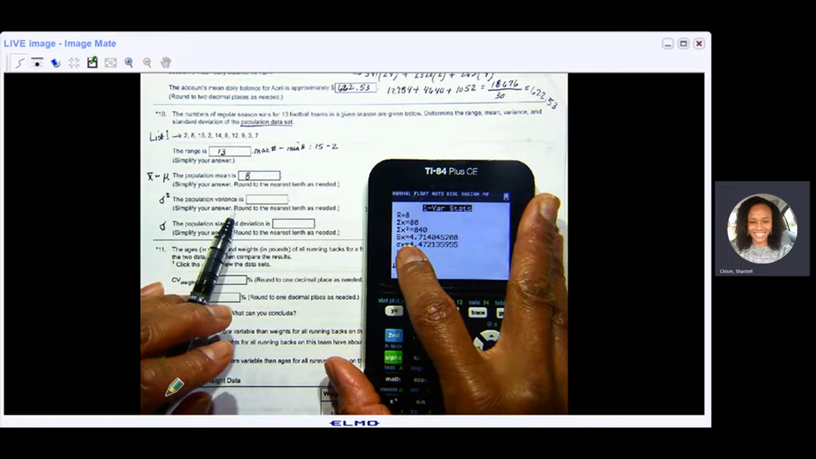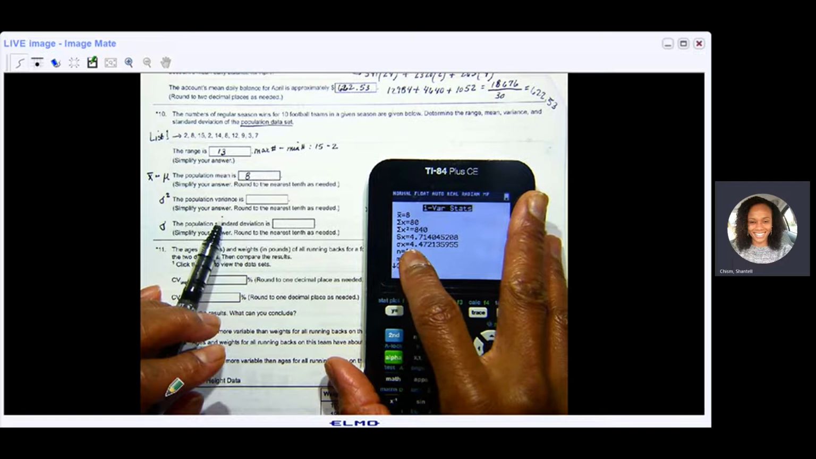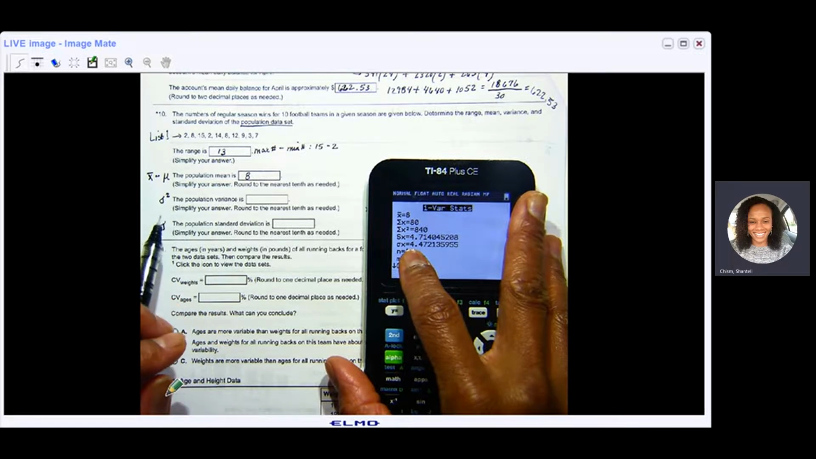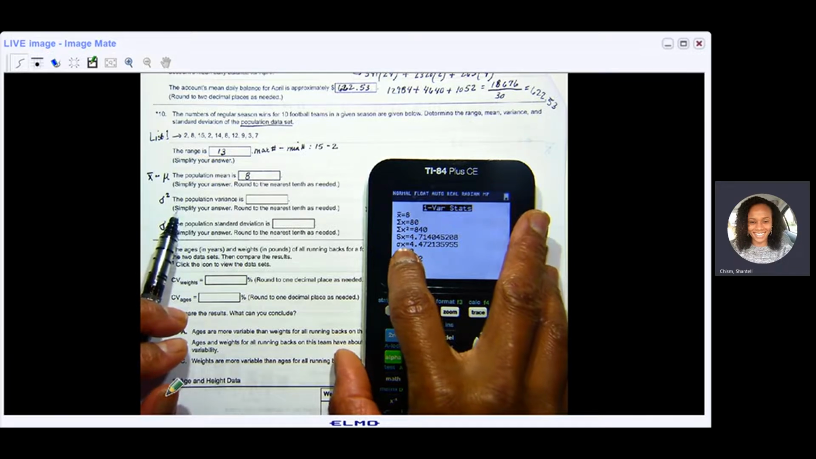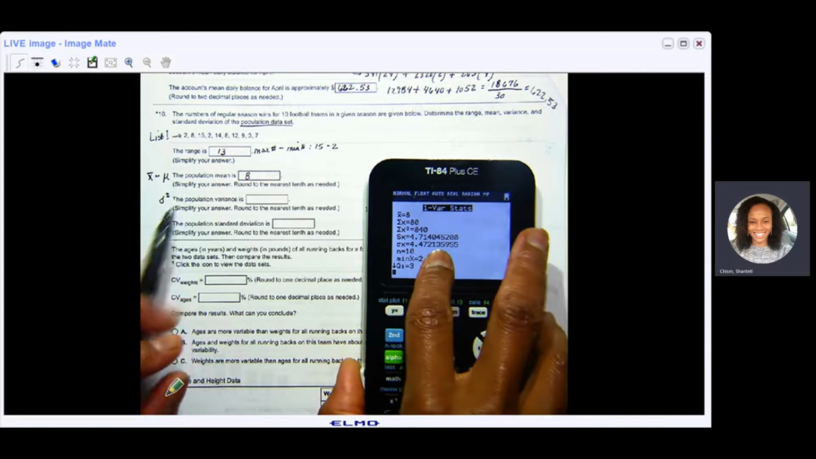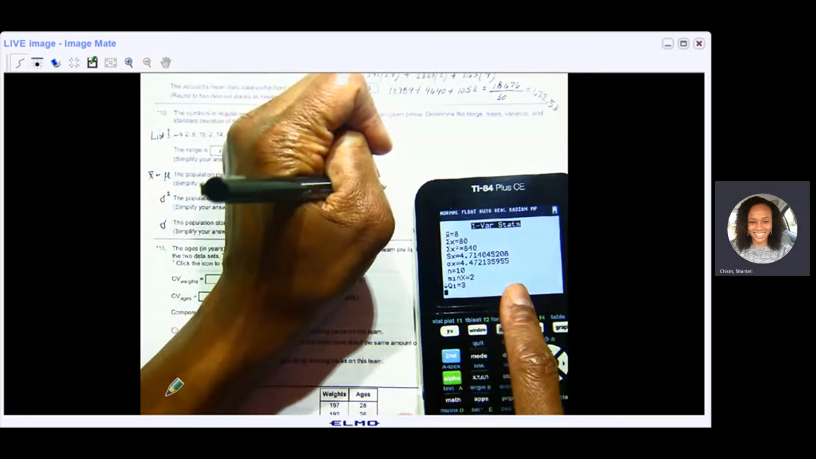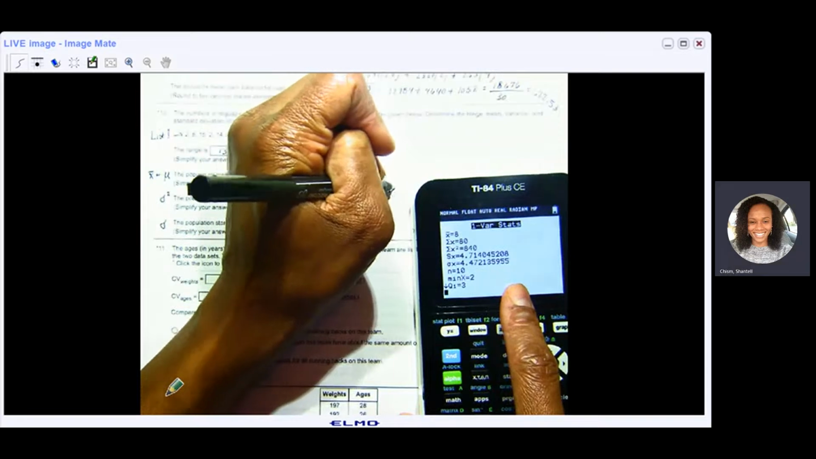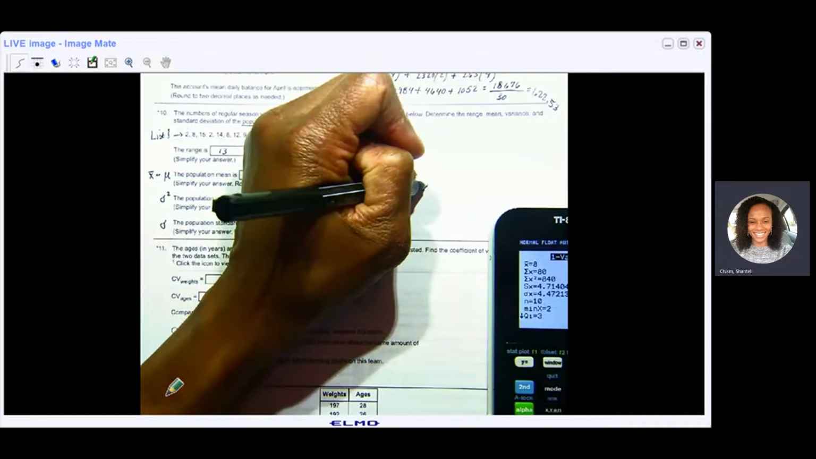The population variance is not given, so we can find it by getting the deviation and squaring it. Look at the symbols. Population standard deviation is sigma. Population variance is sigma squared. So we're going to take sigma, which on our calculator is called sigma sub x, and square it so that we can get the variance. That value is 4.472135955.